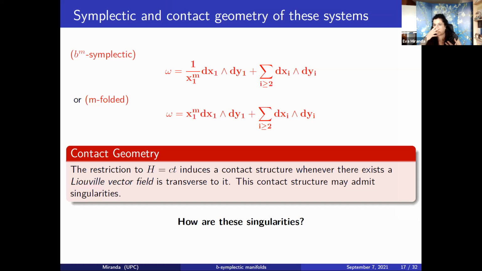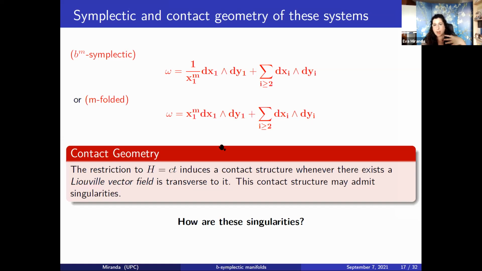Then I look at the restriction, and this restriction cannot be symplectic because you restrict to something which is of lower dimension. The question is, is it contact? And the answer is it's contact whenever you have a vector field on your symplectic manifold which is transverse to this level set, and which expands the symplectic structure. This is what is called a Liouville vector field, which satisfies the condition that L_X omega equals omega. That's what you need, okay? When you have this condition, then you have a contact structure.